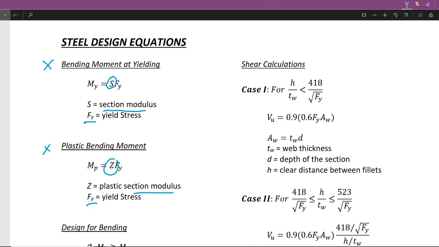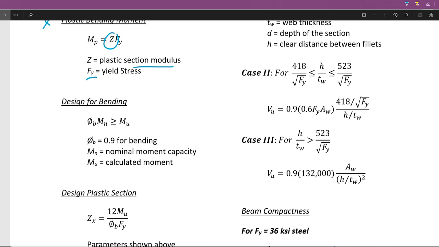The first homework problem is as simple as grabbing those values, plugging them in, and then comparing the ratio. And so we won't spend much more time with that, but you'll know how to calculate both of those so we can determine what the moment capacity is for both yielding as well as plastic section. So, all right, let's erase that.